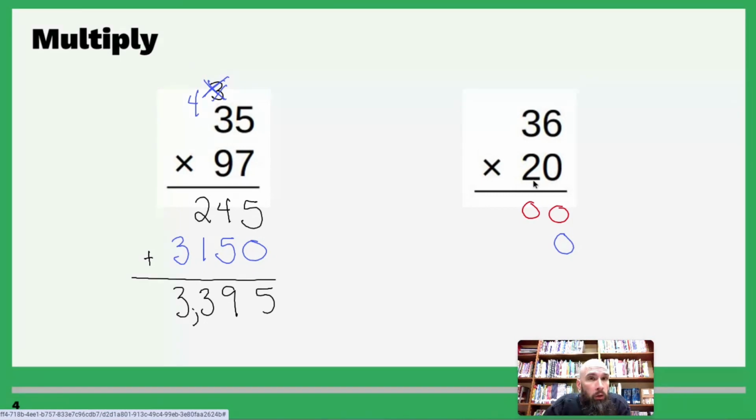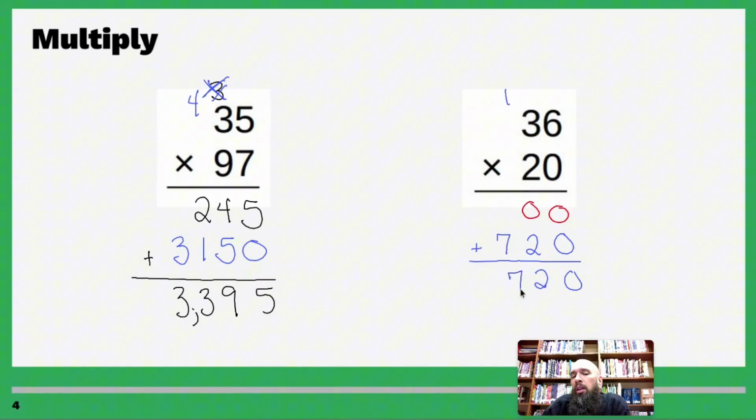All right, and then we repeat the process. 2 times 6 is 12, so write out the 2, carry the 1. 2 times 3 is 6. Add that 1, which is 7, and that line becomes 720. Now we add the two lines. 0 plus 0 is 0. 0 plus 2 is 2. And 7 plus nothing there is 7. The answer is 720.